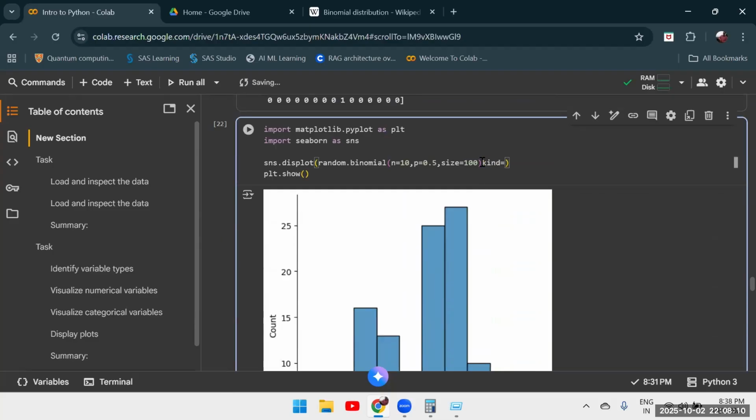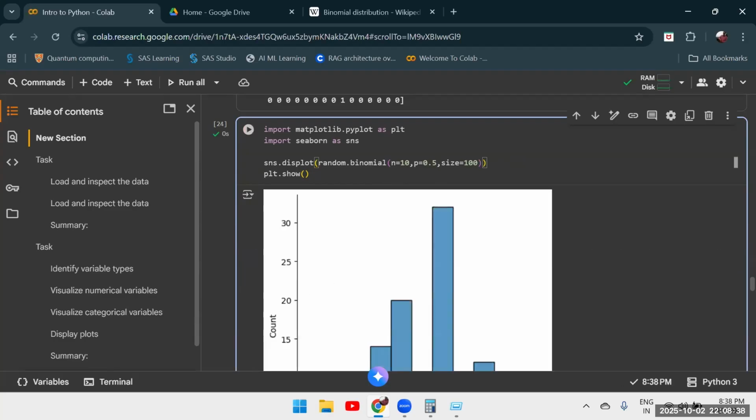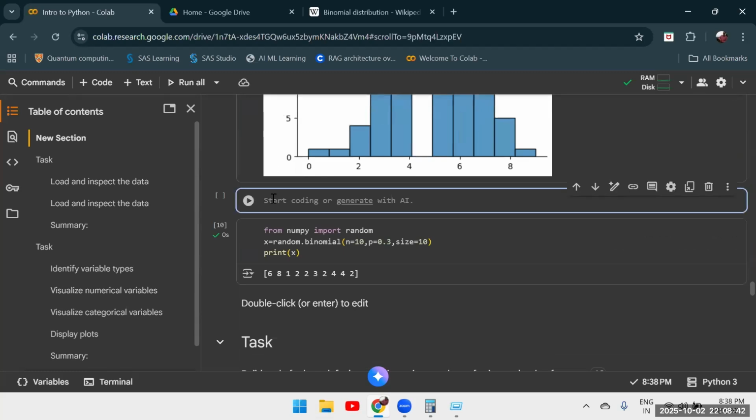So how do you make it a normal distribution? You just add kind equal to KDE to this. Then it mostly becomes a normal distribution. But I think here kind will not work. I think KDE should work. There was something like a KDE plot previously, I think. Okay, let me show it to you in the next step only.